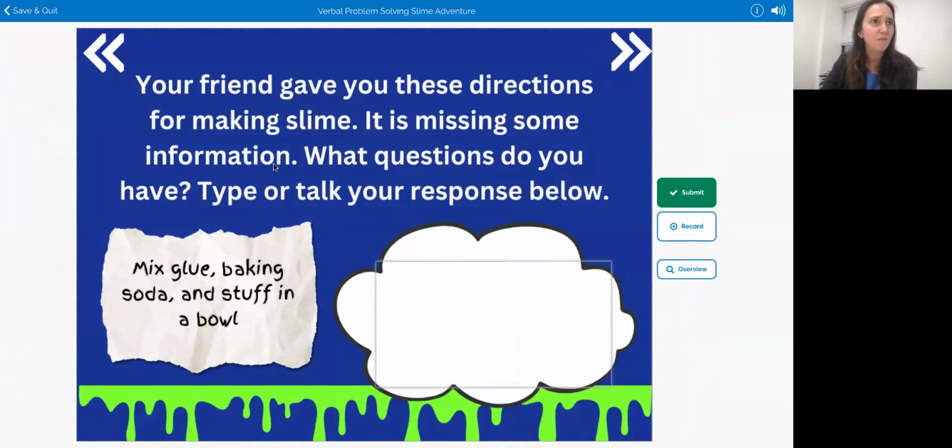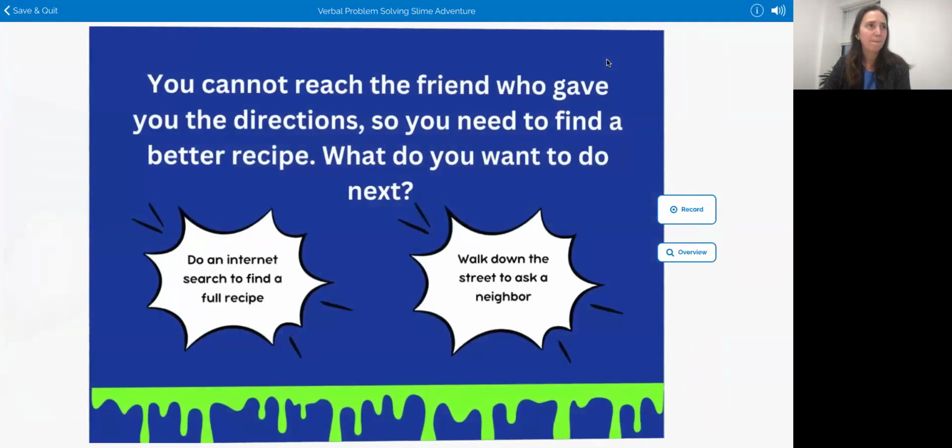I'll go through a few of these. Your friend gave you these directions for making slime. It is missing some information. What questions do you have? Type or talk your response below. Okay, do you see the directions that your friend made you? What does it say? Mix glue, baking soda, and stuff in bowl. Okay, modeling self-talk. Is that enough information? I wonder what else we need. This is open-ended, so it'll accept whatever the student wants here for identifying the missing information.